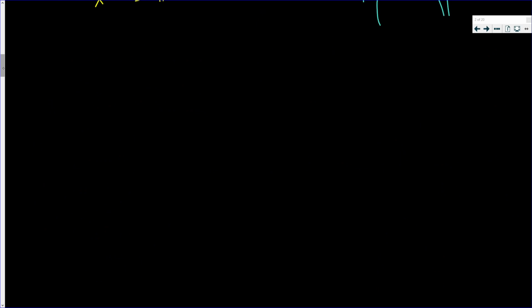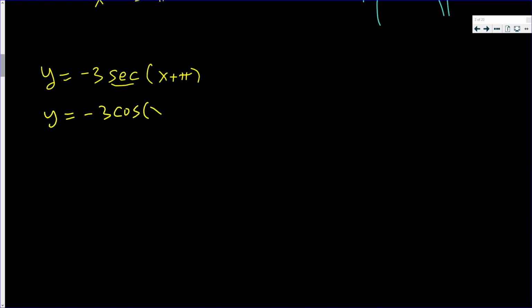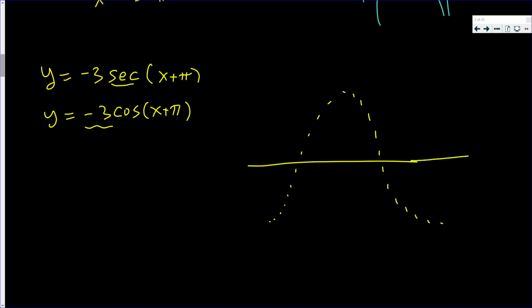If you were asked to graph y is equal to negative 3 secant of x plus pi, you graph y is equal to negative 3 times the reciprocal, which is cosine of x plus pi. Okay, it is a negative cosine graph. So I draw a negative cosine graph.